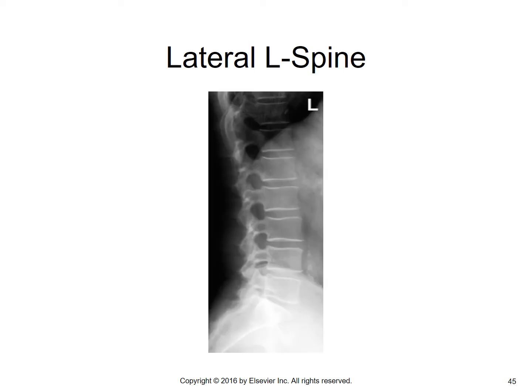Here's a good lateral. You've got all of the lumbar vertebrae on there. There isn't any rotation. I'm looking at the posterior aspect of the vertebrae, and I notice they're all superimposed. And those black holes that I can see, which are posterior to the vertebrae there, those are the intervertebral foramina.